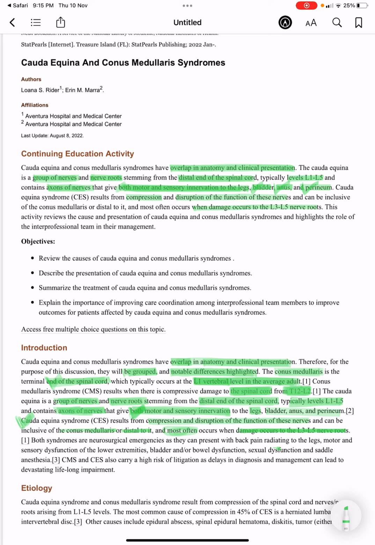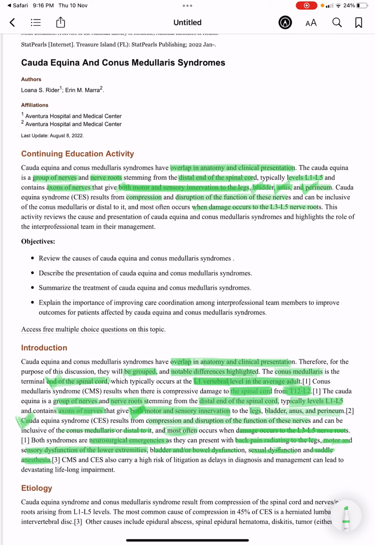Both syndromes are neurosurgical emergencies. How do they present? They both present with back pain. This back pain will be radiating to the legs. And what else will be there? Motor and sensory dysfunction of the lower extremities, and also bladder and or bowel dysfunction, sexual dysfunction, and saddle anesthesia.